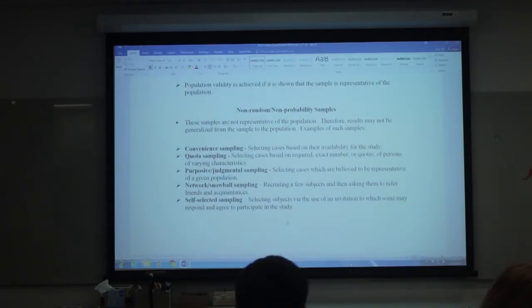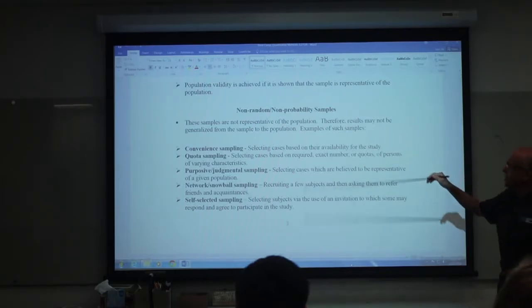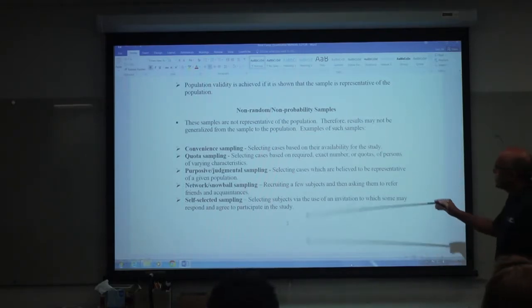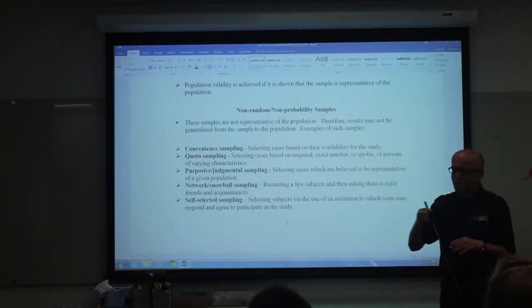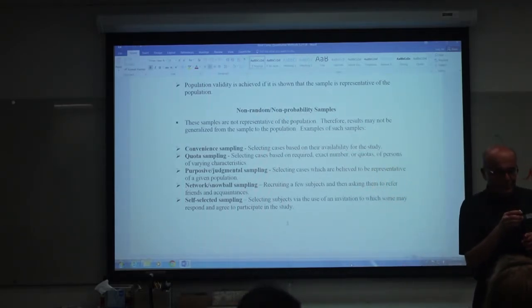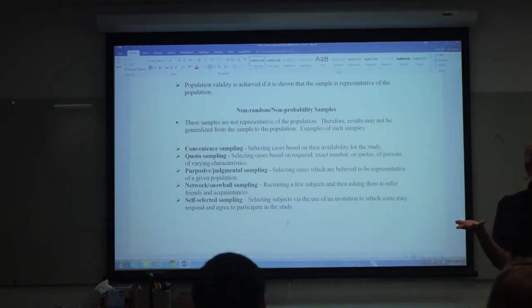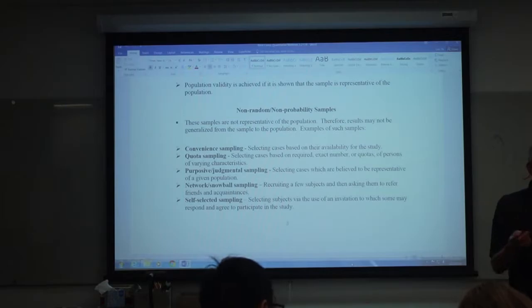So we have two types of sampling. We have non-random, non-probability sampling, and then random probability sampling. In non-random, non-probability sampling, not every element of the population has an equal chance to be selected. So as I said earlier, you are not selected at random. So you are a non-probability or non-random sample of graduate students at Texas A&M University, Corpus Christi.